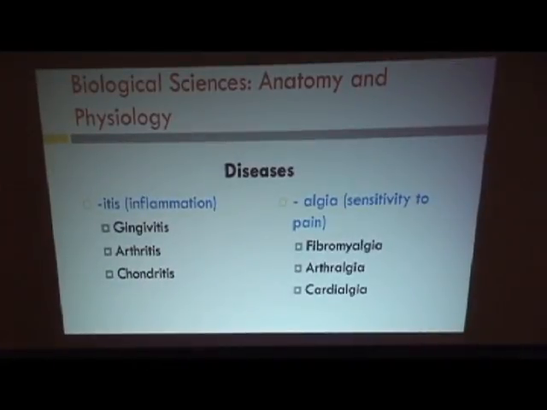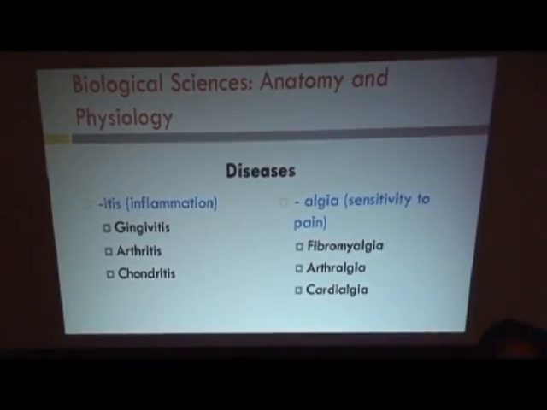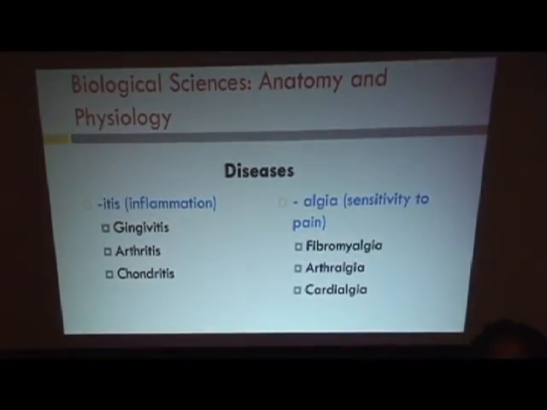And then if I have algia, that refers to sensitivity to pain. Fibromyalgia, that refers to fibra, the fiber tissue. So the tissue is the fibra. The my refers to the muscles. So it's a sensitivity to pain in your tissues and your muscles.